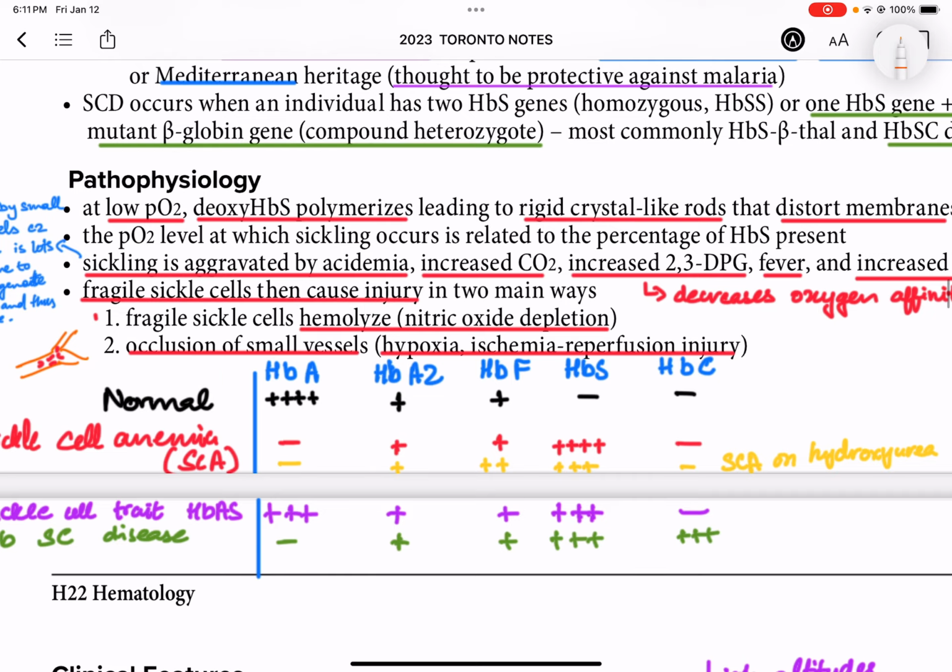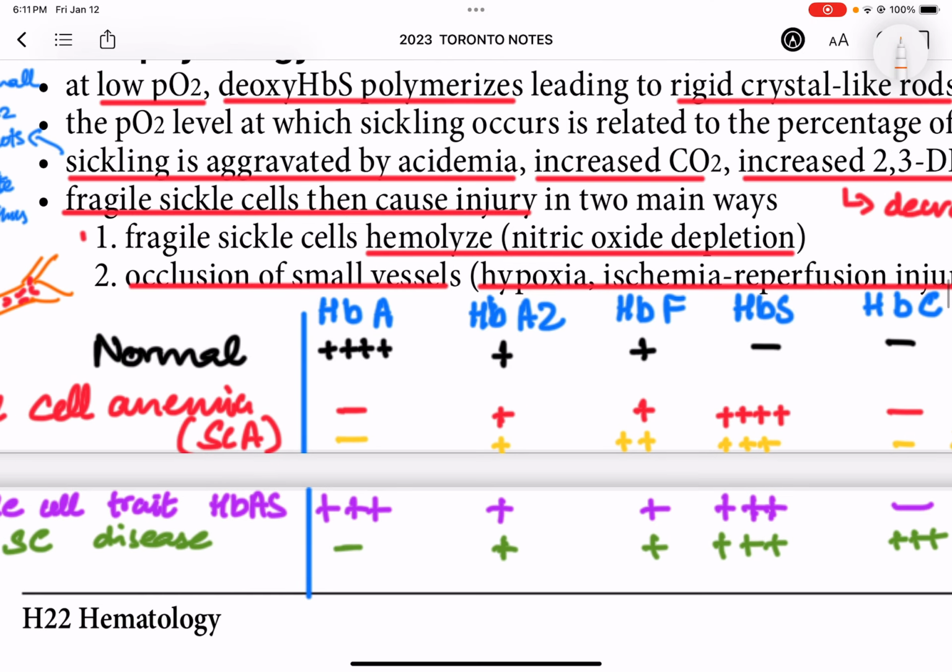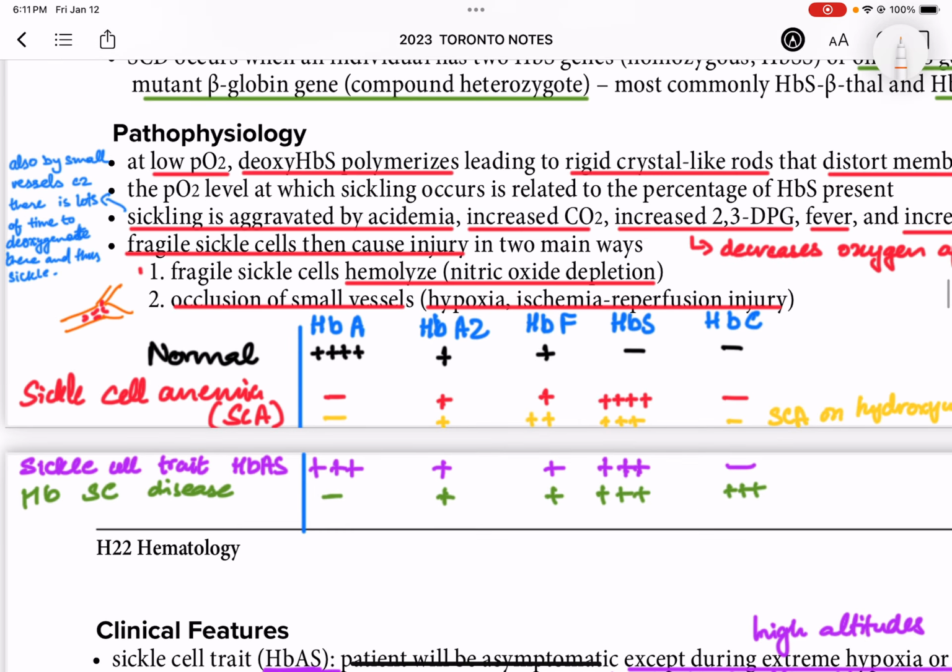So, what are the two main ways in which these sickle cells can cause injury? Fragile sickle cells hemolyze. They cause red blood cell destruction. They destroy themselves, and then they also occlude small vessels and cause hypoxia or ischemia-reperfusion injury.